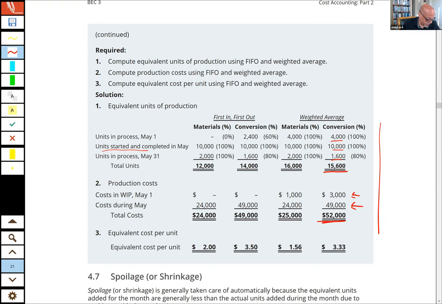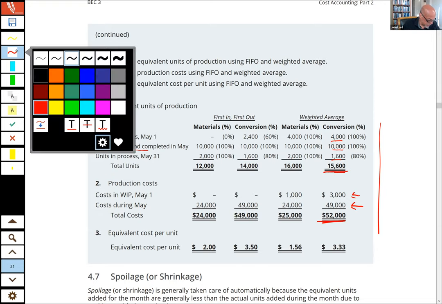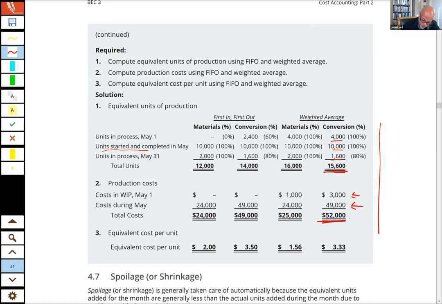Okay, now what? Now I'm going to do this for my conversion cost, and we have 15,600 units. I take the 52,000 and I divide it by 15,600. That gives me a cost per equivalent unit of, Professor, it's 3.33. Okay, I just want to make sure. I thought I saw something different. Good, I've got this 3.33.